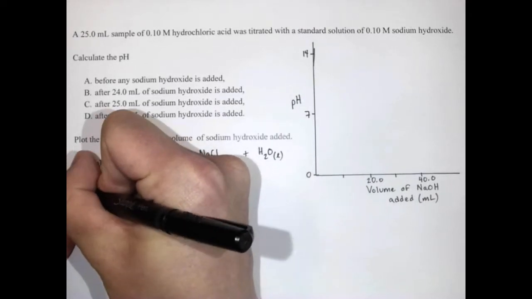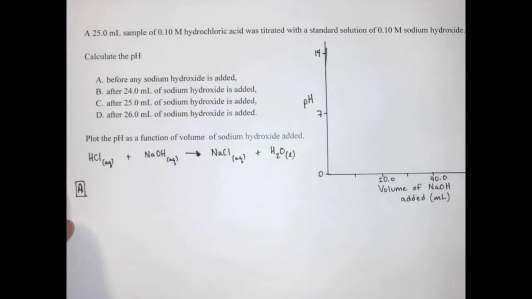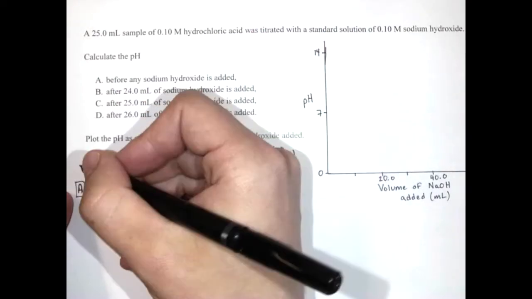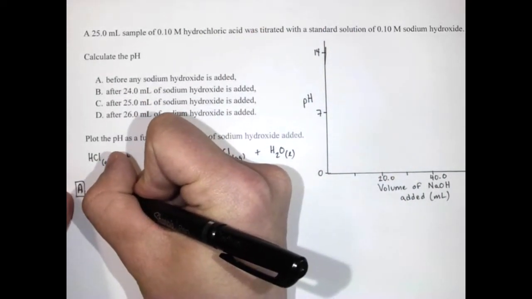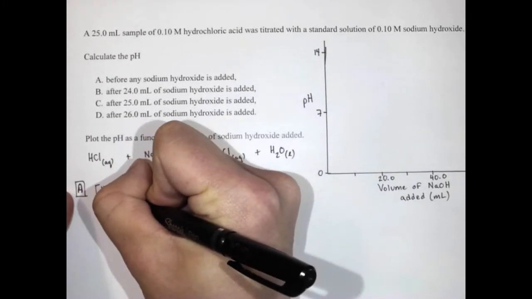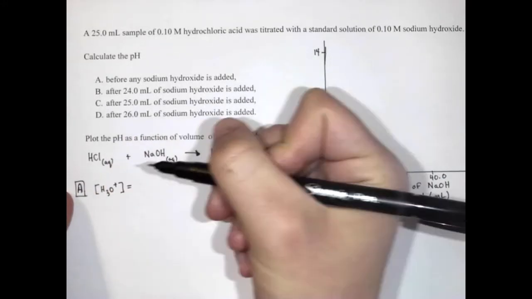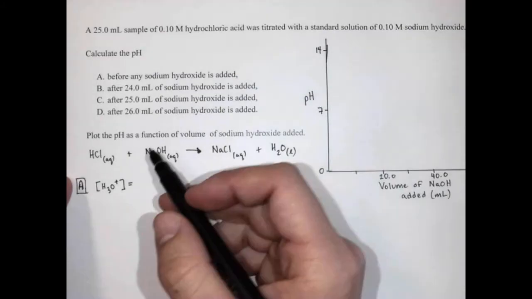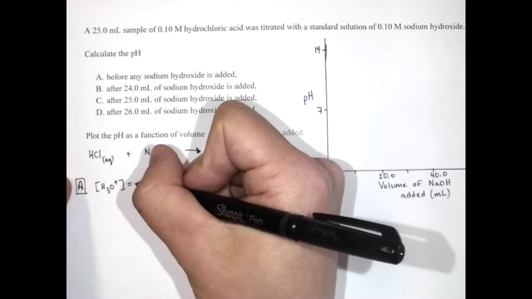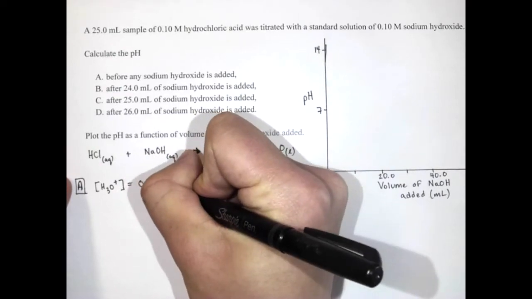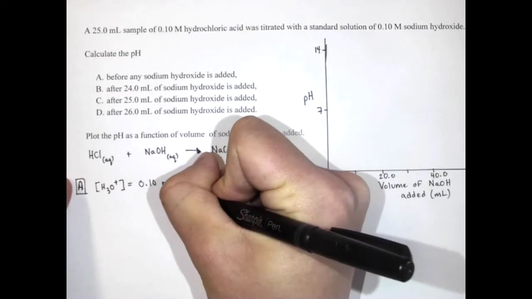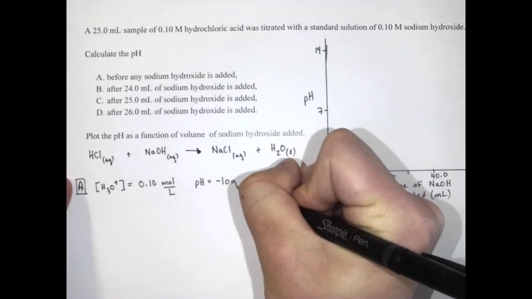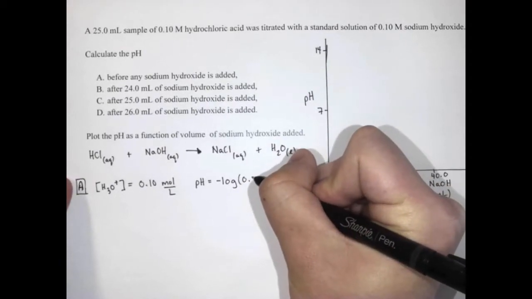So let's look at situation A. Before any sodium hydroxide is added, what we have is a 0.10 molar solution of hydrochloric acid. Because hydrochloric acid is a strong acid, it ionizes 100%, so we could just say the hydronium concentration is the same thing as the concentration of the acid. So its concentration is 0.10 moles per liter. So that means its pH is the negative log of 0.10.